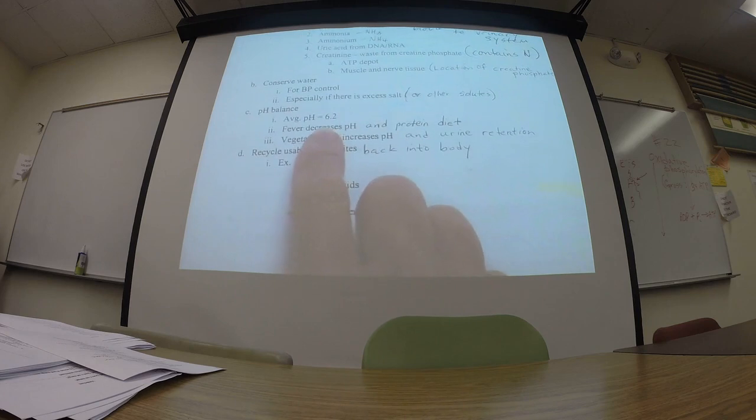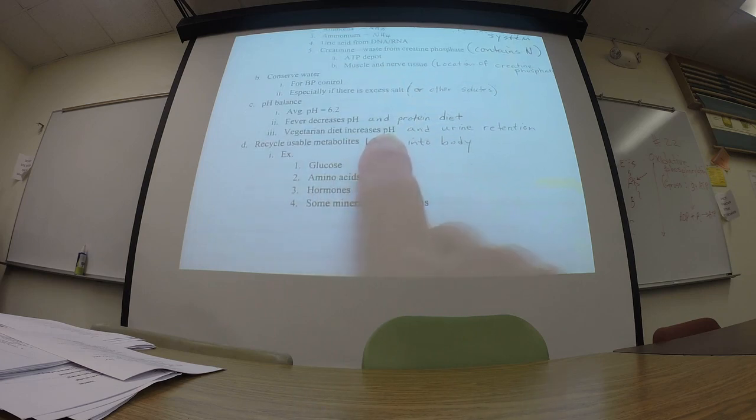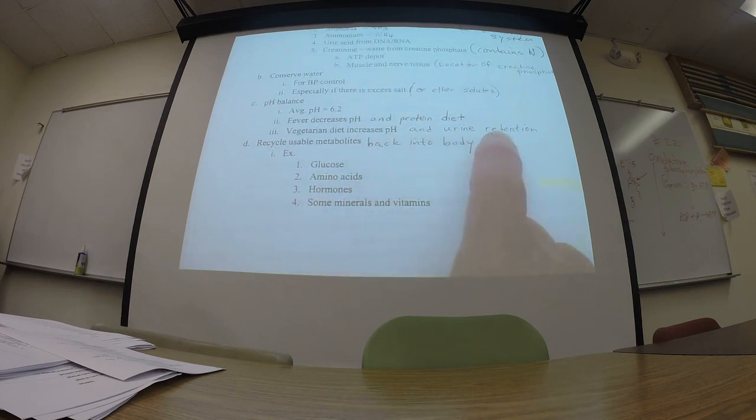pH balance, somewhere between 6 and 6.2 is the average pH of urine. Mainly it's down there in the acid range, 5.5. It did come up to 7.5, so it will enter the alkaline range and be normal, but this is just the average. If you have a fever, that tends to make your pH lower. If you're on a protein diet, that tends to make your pH lower. If you're on a very vegetarian diet, that tends to make the pH higher. If you're retaining urine in your bladder, that tends to make the pH higher.